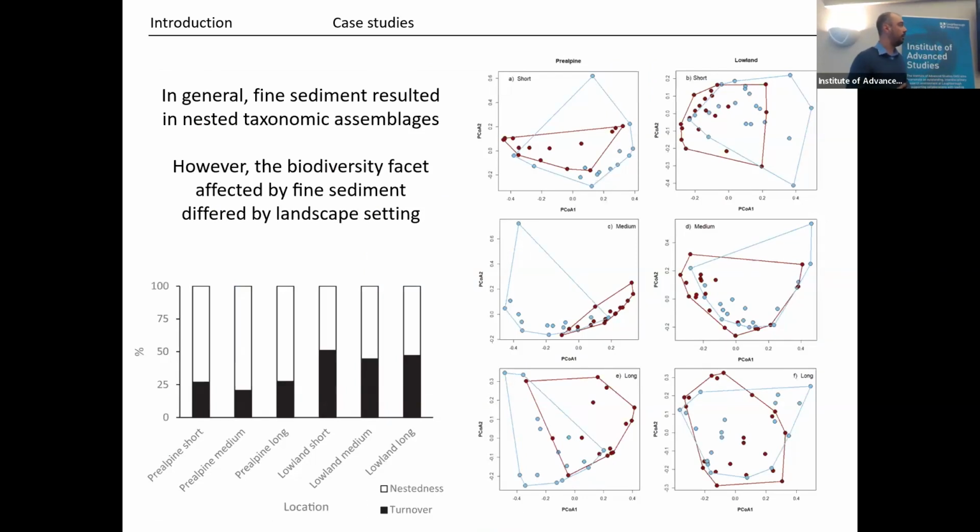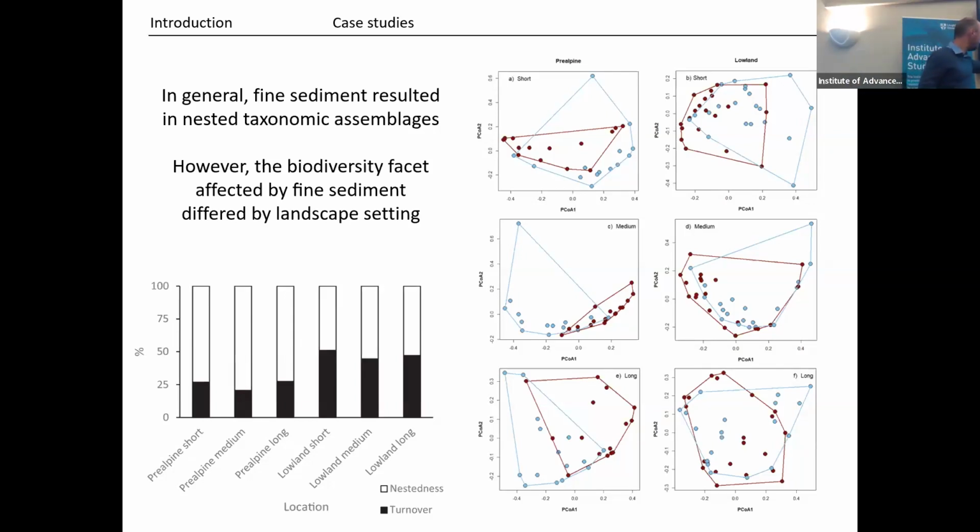Our results show that fine sediment altered the composition and diversity of the macroinvertebrate communities in both alpine and lowland rivers. This means that the taxonomic composition and the diversity of the macroinvertebrate communities associated with clean and clogged substrate were different. In this case, alpine and lowland rivers were similar, but we also found that the main mechanism that was responsible for these compositional differences differed from alpine to lowland rivers.